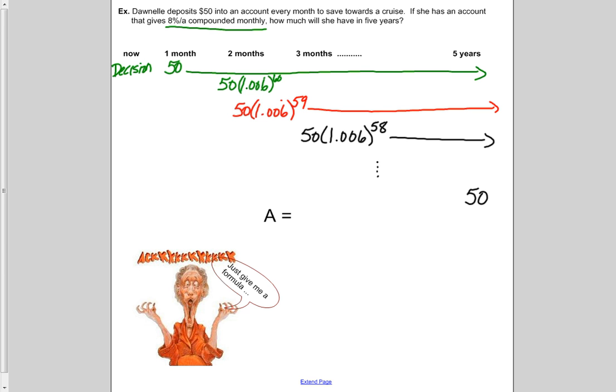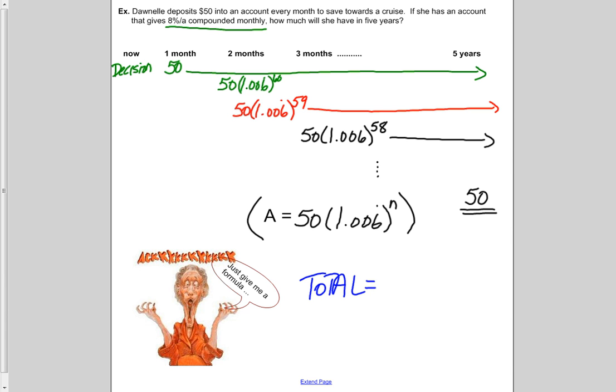and she takes it out at the end of 5 years and goes on her cruise. The amount that we calculated each time was $50 times 1.006 repeating to the number of months. To find her total, we would have to add each one of those little bits.